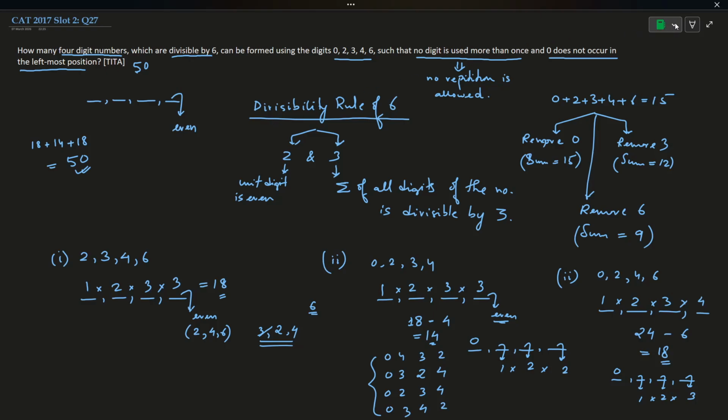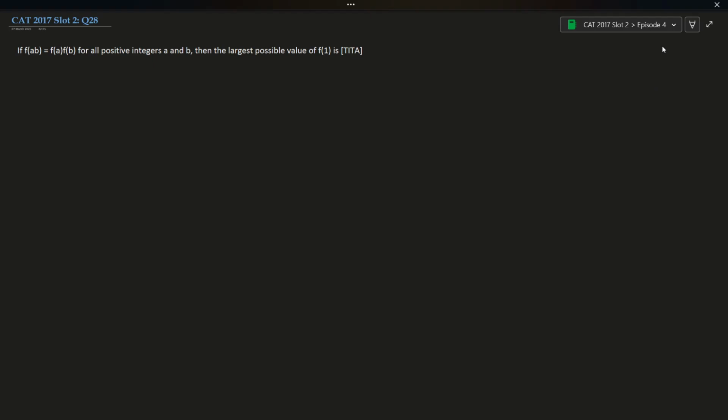Okay, so let's move on to the last question for today. If f of ab is equal to f of a into f of b for all positive integers a and b, that means a, b belongs to N. N means natural numbers. A comma b belongs to N, natural numbers. These are positive integers basically.